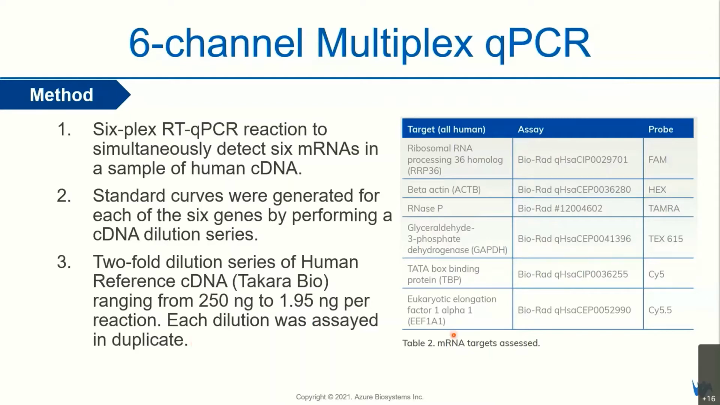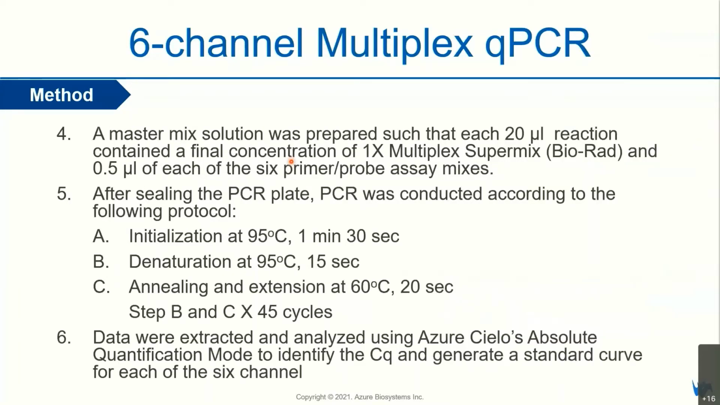On the right, you can see the 6 mRNA targets that we quantify in the same sample in this dilution series: RRP36, beta-actin, RNase P, GAPDH, TATA-box binding protein, and eukaryotic elongation factor 1 alpha 1. These are mostly the controls that we use. We prepared a master mix solution such that each reaction contains 20 microliters, with a final concentration of 1x multiplex supermix qPCR mixture, and 0.5 microliter of each of the 6 primer and probe assay mixtures.